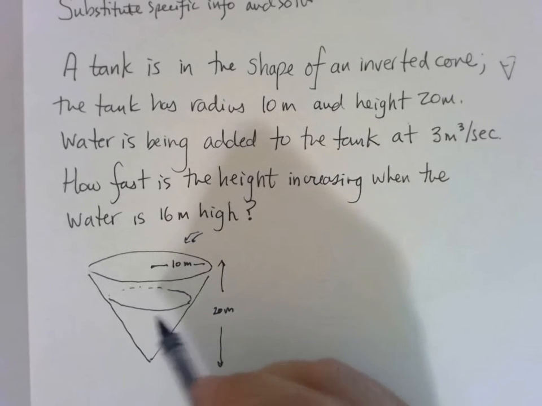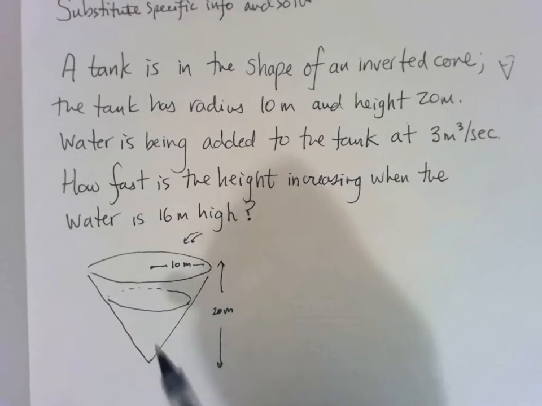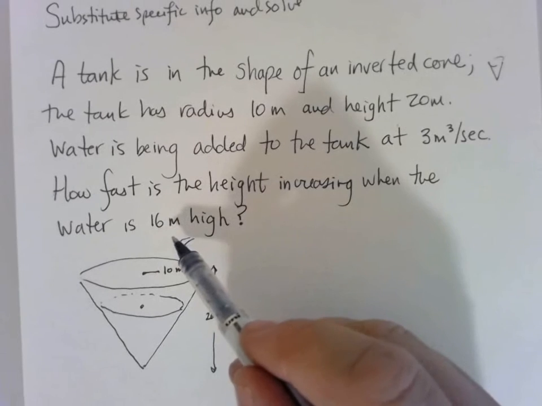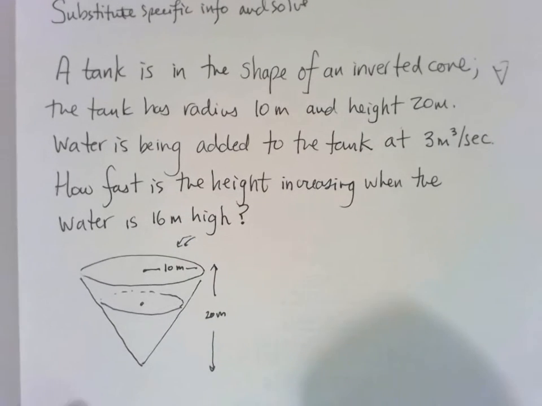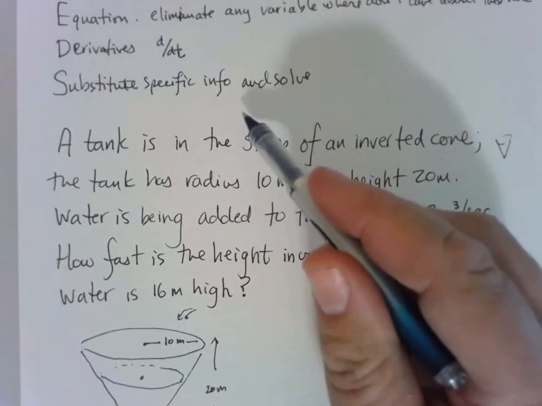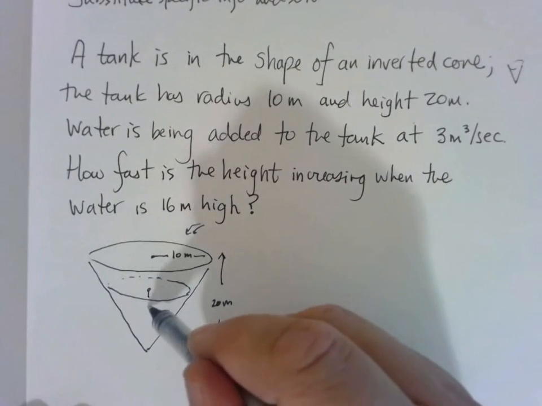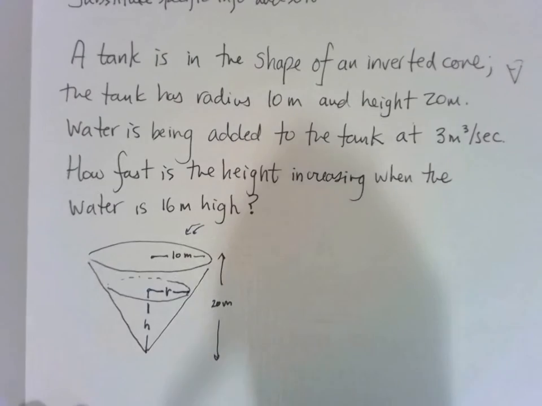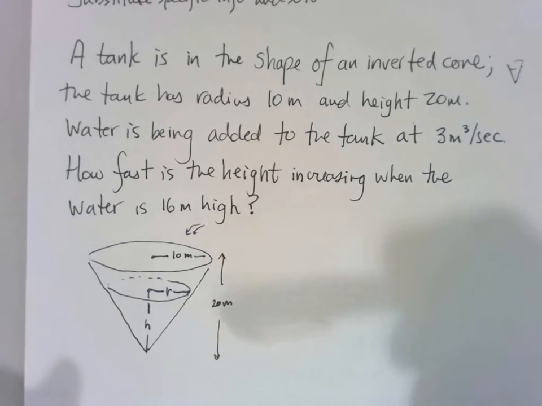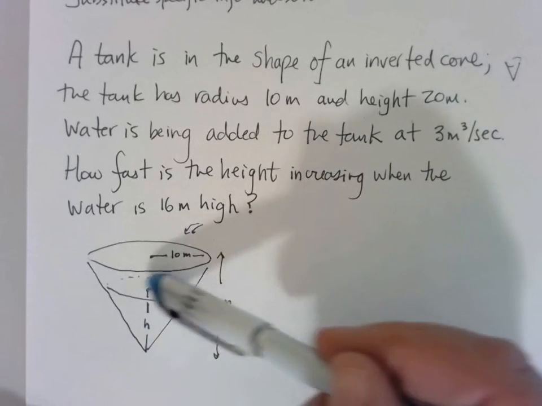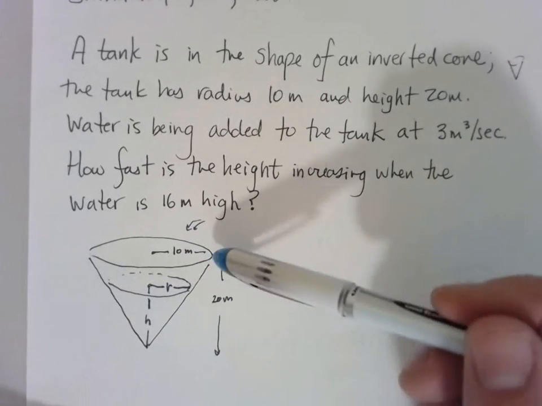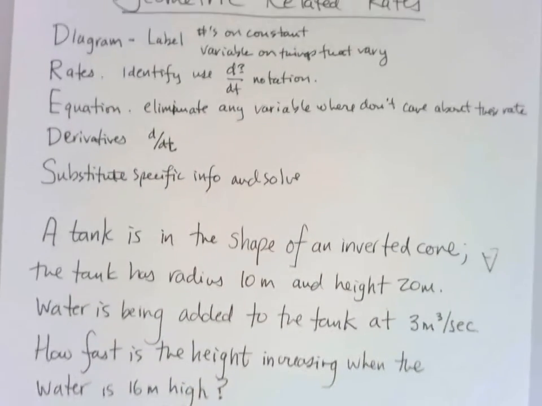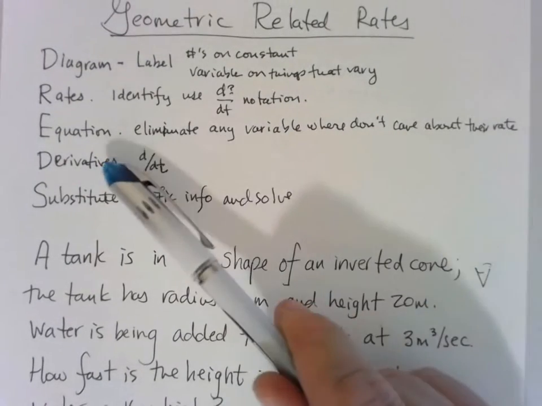Now this cone also has a height and it has a radius, but those are changing. As the water fills up the tank, those vary. So even though I have this when the water is 16 meters high, that's not a constant. That's something that's varied. This is specific information that we're going to substitute later. So that means I'm going to label these with variables. I'm going to use sensible variables. This is the height and this is the radius. There we go. So H and R represent the height and radius of the conical pile of water, if you will, and 10 and 20 are the radius and height of the entire tank. So that's my diagram.